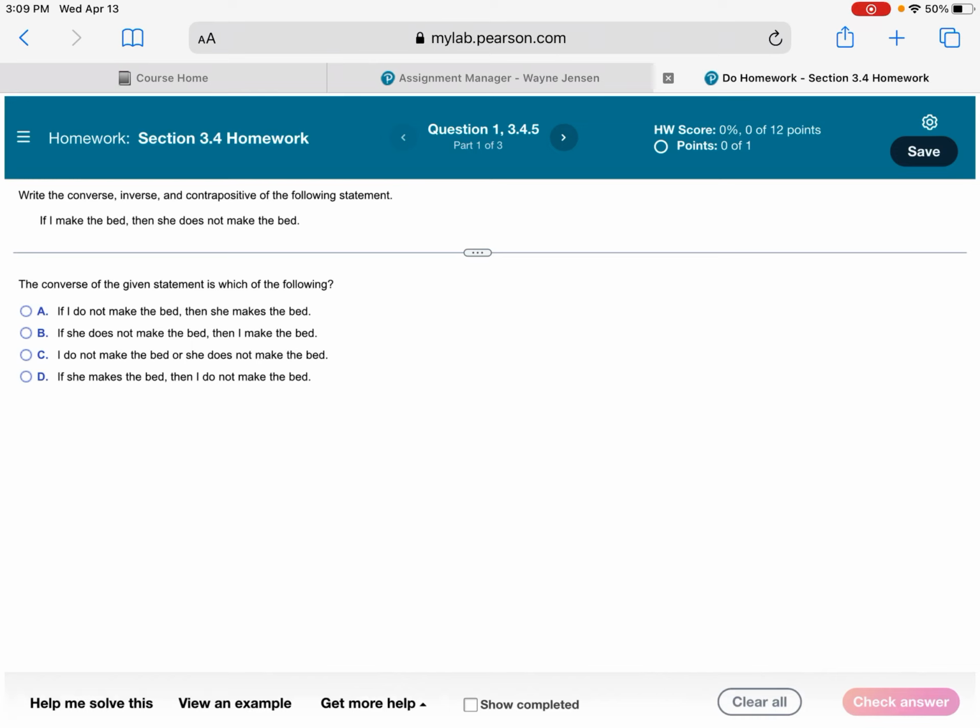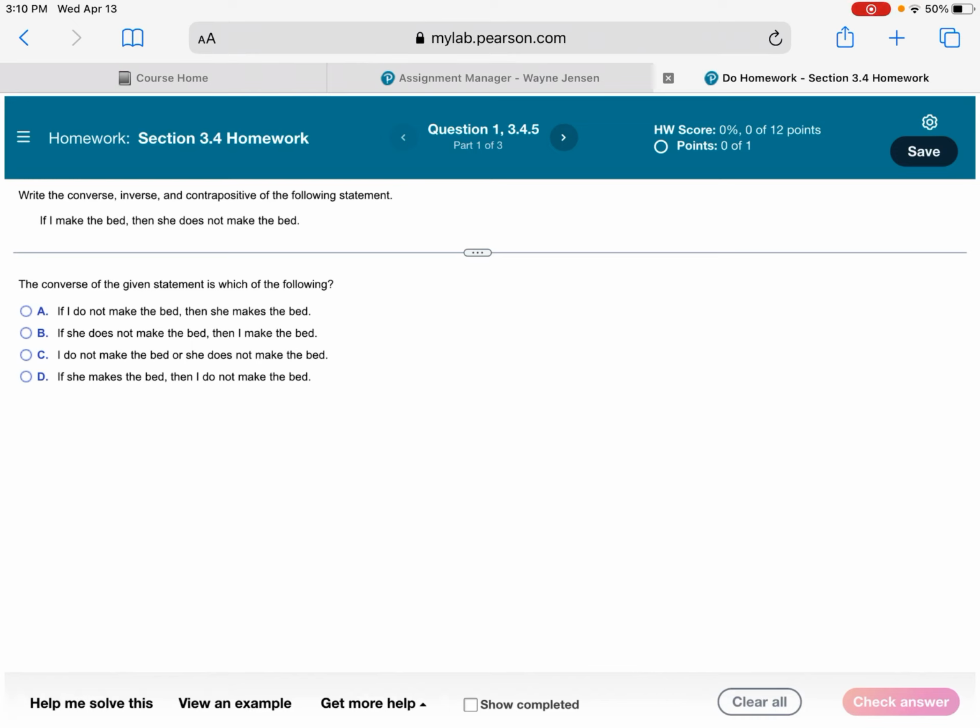Here we are in the homework for 3.4. As we go through here, their main goal is to make sure that we understand the converse, the inverse, and the contrapositive. They're going to make us do each one, and we'll just select the right statement. So this one, they're asking for the converse.